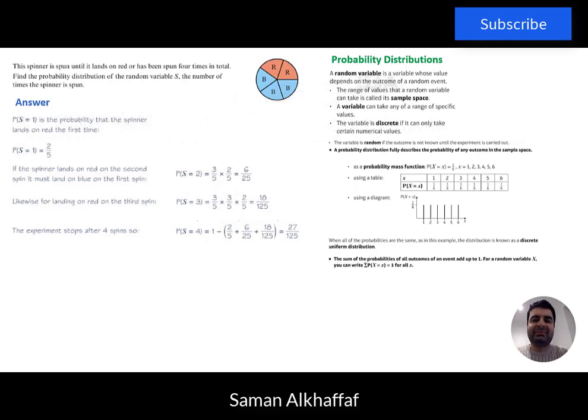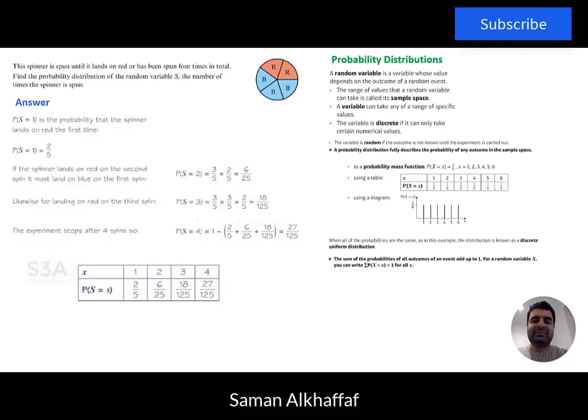Now, in terms of representing how these number of spins align with the probabilities for the first, second, third and fourth, we can create a table which shows the first, second and third. So for the first, we achieved 2 over 5. For the second it was 6 over 25. For the third it is 18 over 125, and for the fourth it is 27 over 125.